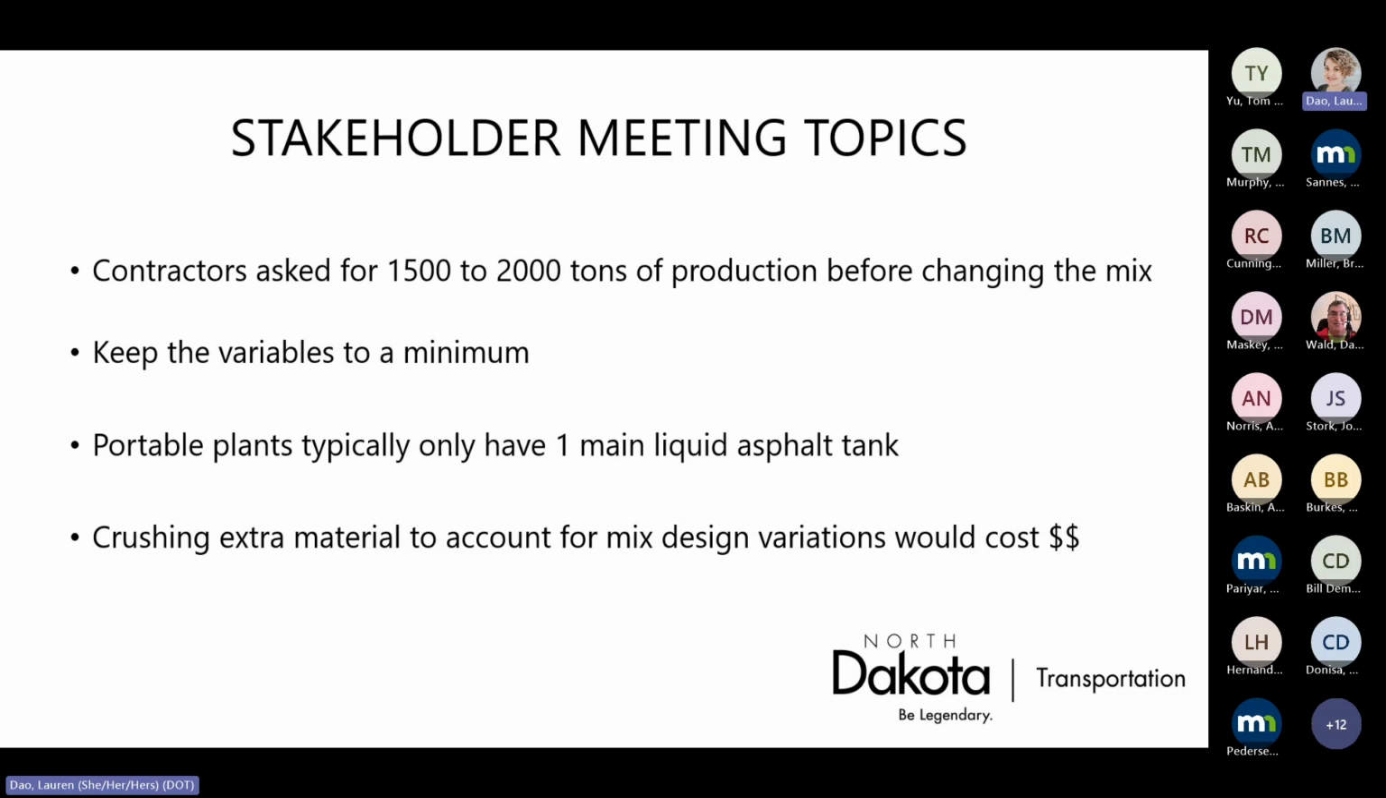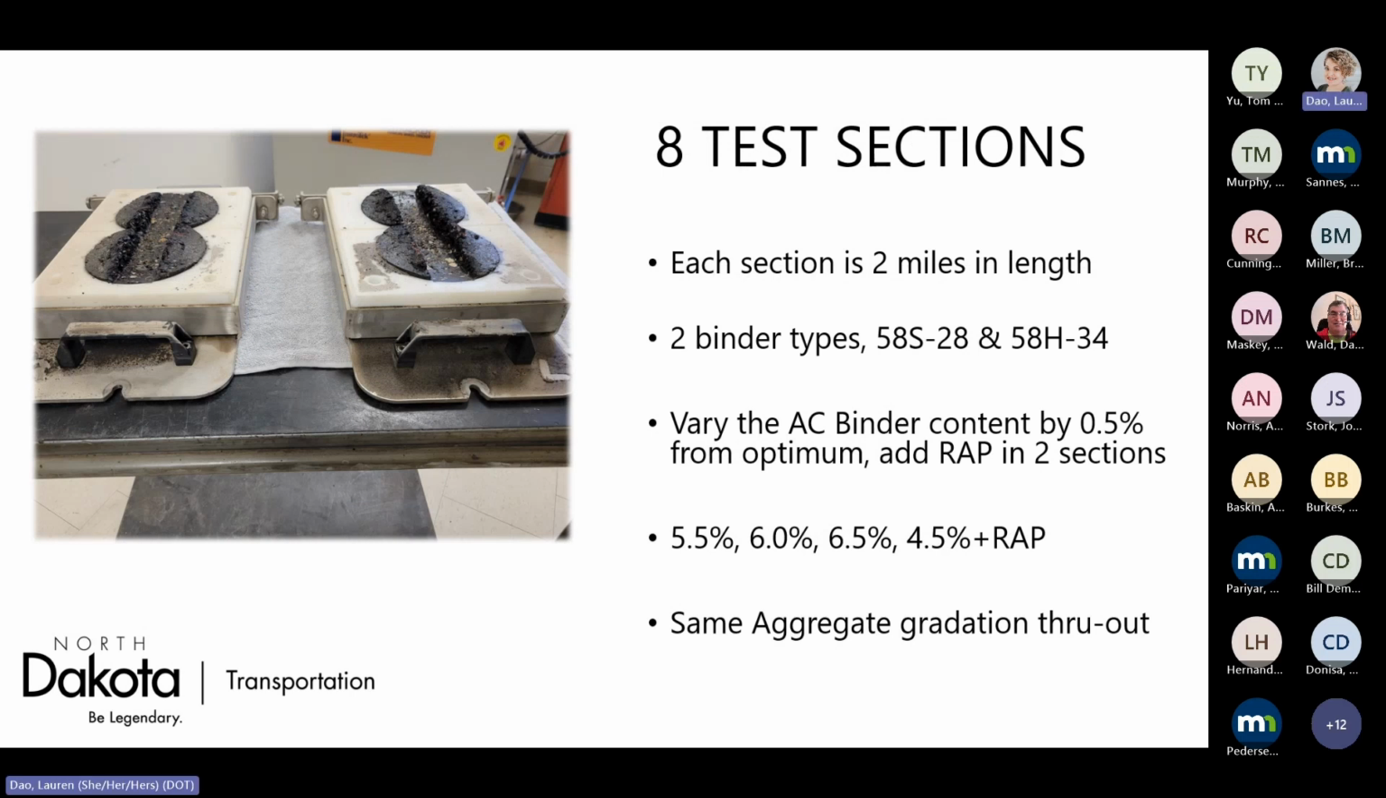So in North Dakota, we run portable plants. We typically only have 1 main liquid asphalt tank, and crushing extra material to account for mix design variations would also cost money. So where we landed was with 8 test sections. Each was going to be 2 miles in length. We're going to be running with 2 different binder types, which are both really prevalent in North Dakota.